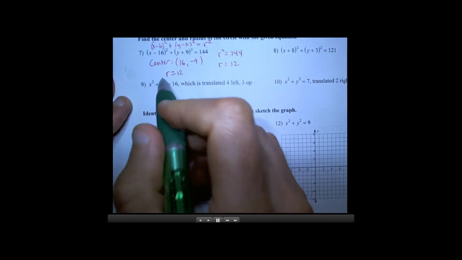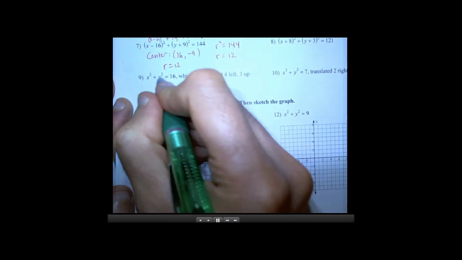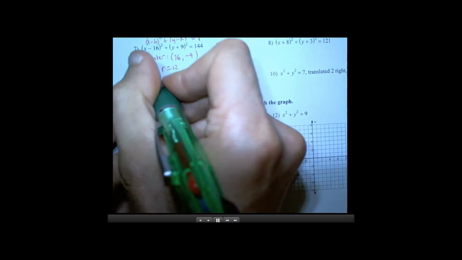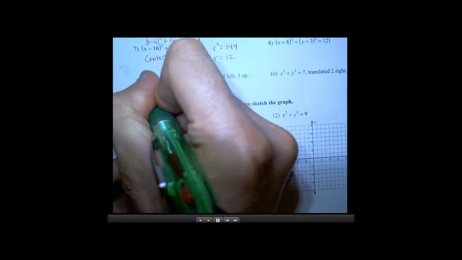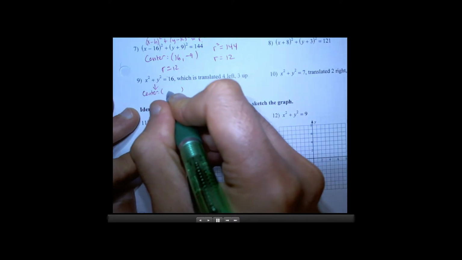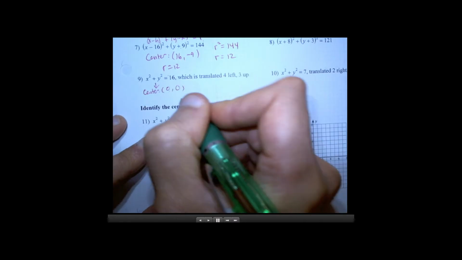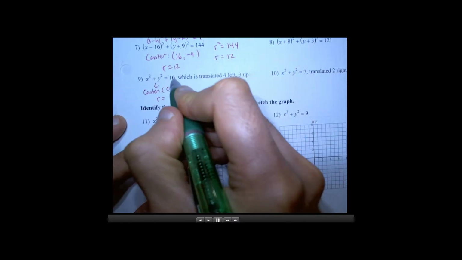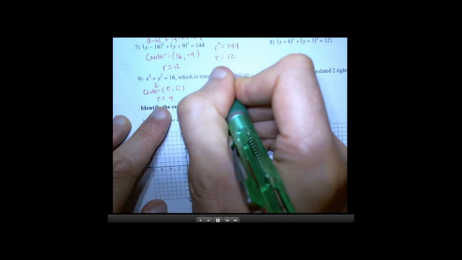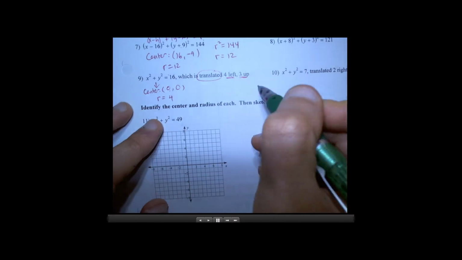And let's just hop down over here to number 9. This is kind of a different problem. You'll see this in your textbook. So originally, let's ignore this for now. Our center at first is going to be 0, 0. Our radius, what's our radius here, ladies and gentlemen? 4. Now, let's say I'm going to translate it 4 left and 3 up.